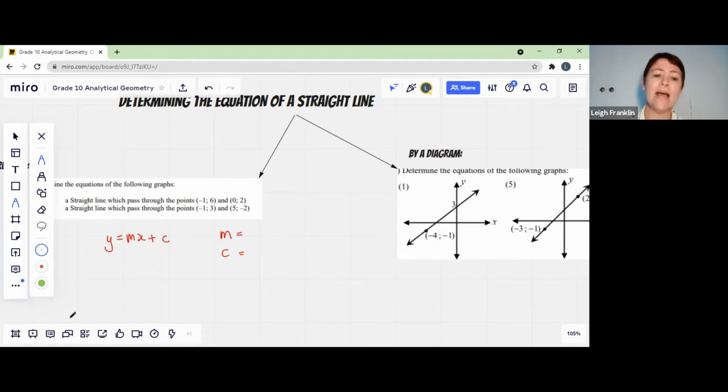Now, can anybody tell me what is the difference in terms of the kind of information that has been given in the first question? So this pair of coordinates over here, as opposed to what's been given to us over here. What have they given us in the question at the top that they haven't given us in the question at the bottom? Does anyone know? Why do you think I've drawn a red circle around the 0 and the 2?